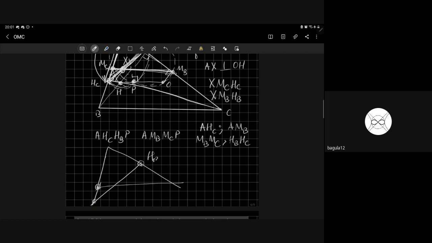So this is HB, understood. HC. I'm just repeating what I just said. So what we have is P is a point which is the Miquel point of these 4 lines. So P lies on this circle and P lies on this circle. Does that make sense? That's just because P is the Miquel point.